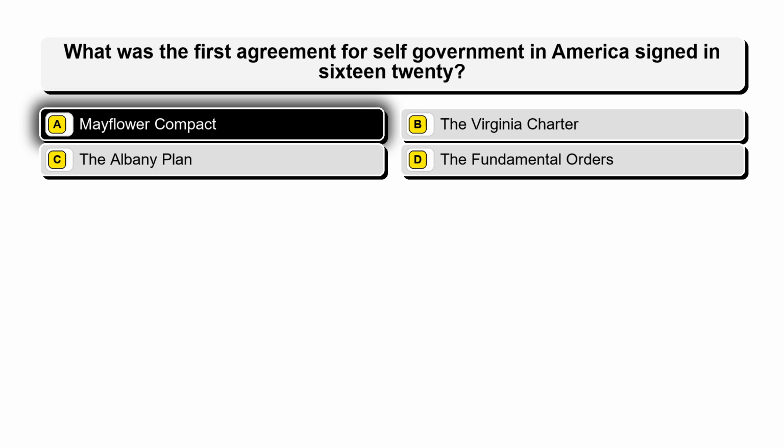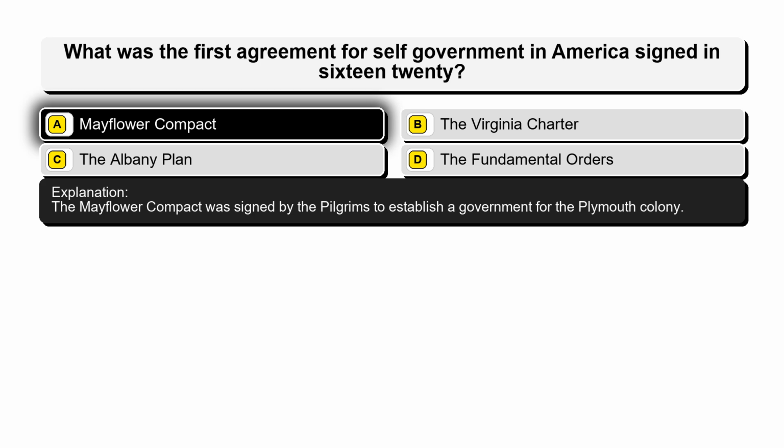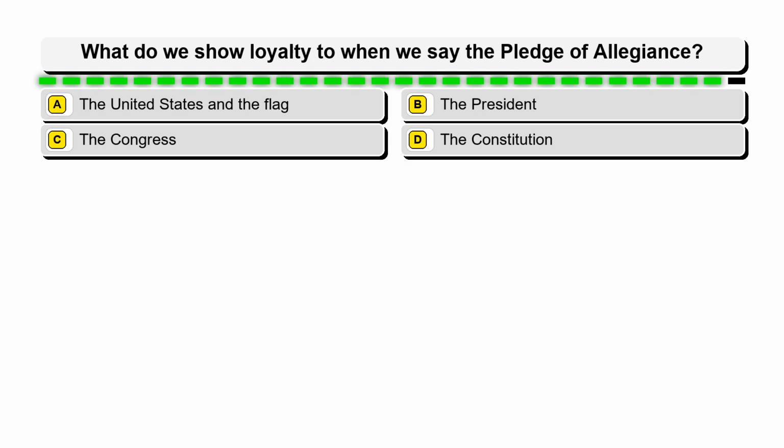The correct answer is option A. Mayflower Compact. The Mayflower Compact was signed by the Pilgrims to establish a government for the Plymouth colony. Question 4. What do we show loyalty to when we say the Pledge of Allegiance?